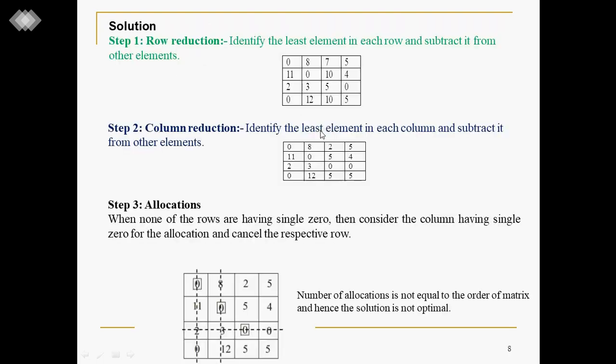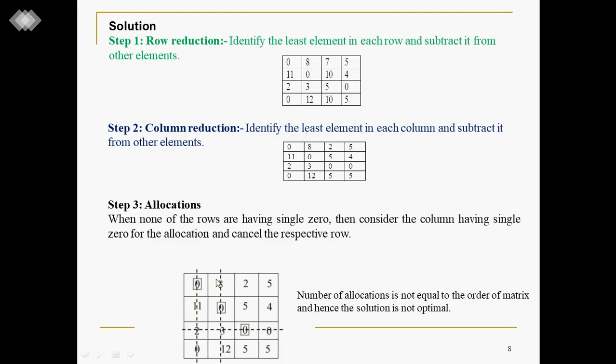Identify the least uncrossed element. Add this element to the double crossed elements and subtract it from other uncrossed elements. Just these 3 steps you have to follow in modifying the reduced matrix, RM, to modified reduced matrix, that is MRM. So first you have to identify the least uncrossed element, that is 2 in this case. Add this element to double crossed elements, and subtract it from other elements.